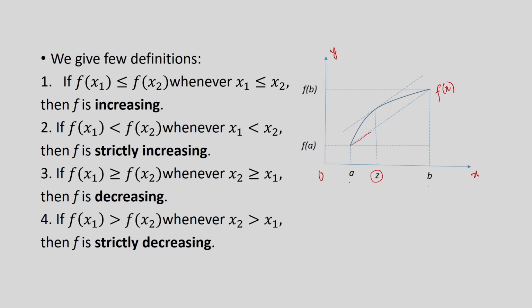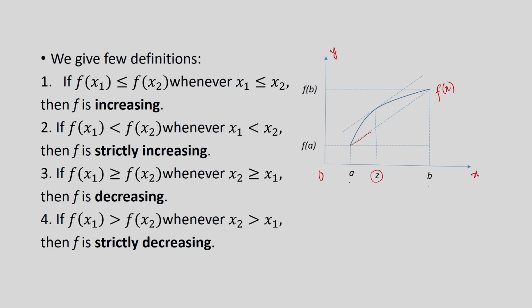Number 1, if f x 1 is less than or equal to f x 2, whenever x 1 is less than or equal to x 2, then f is an increasing function. So, x is rising, and in that case f is also rising in a weak sense, then f is called an increasing function. And if this holds in a strict sense, that f x 1 is strictly less than f x 2, whenever x 1 is strictly less than x 2, then f is a strictly increasing function.